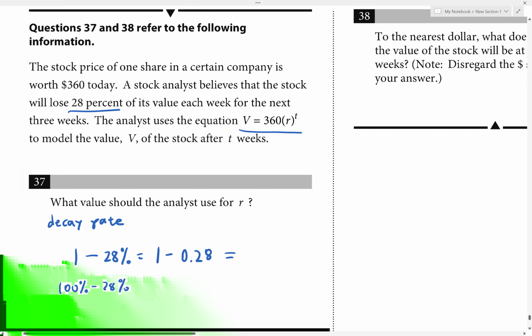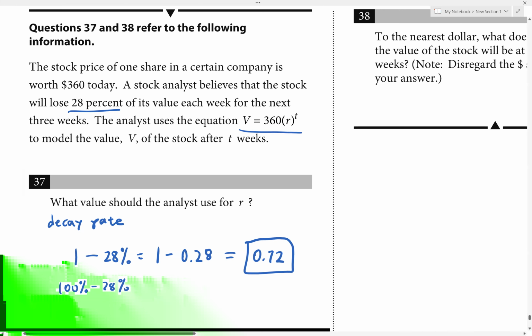Okay, so we calculate, after the 28% decrease, how much do we have left? And that's the number. So we do 1 minus 0.28. We have 0.72. Okay, so it's like 72% remaining. Right. So the r value has to be in decimal form. So it'll be 0.72. And that should be our answer.